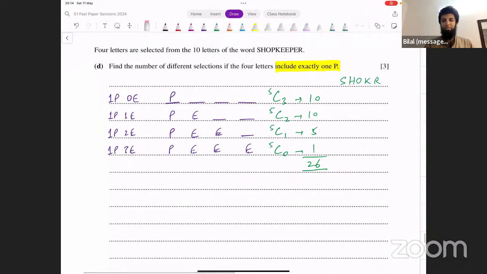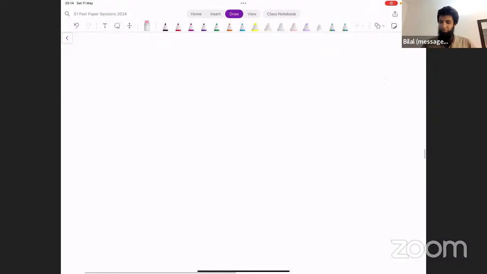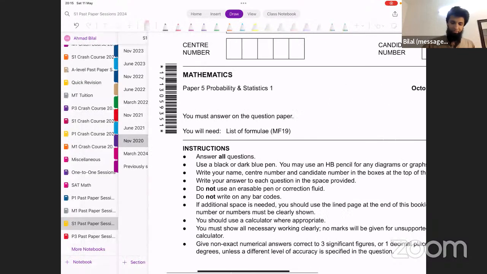But you have to make cases like this. Okay, there's no other possibility. All right, so that was paper 5.1, November 2020, paper 5.1. Let's move on to the next one now.